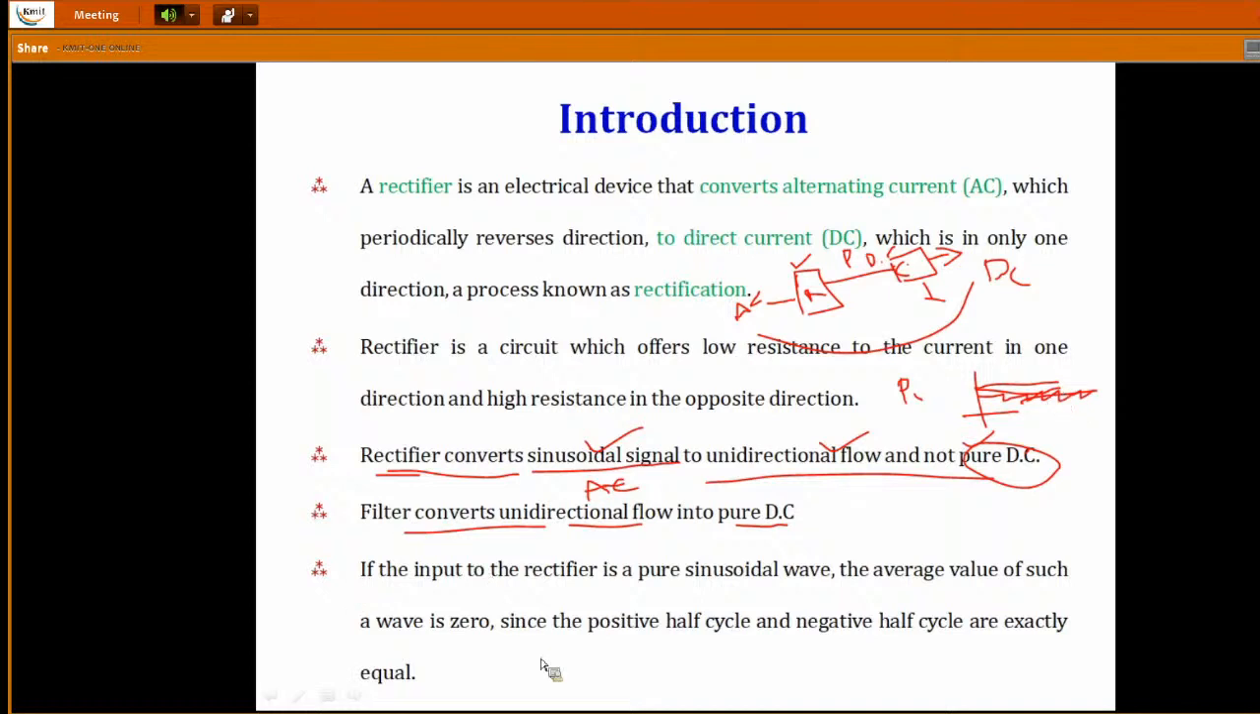Now, if the input to the rectifier is a pure sinusoidal signal, the average value of such a waveform is 0. What is a pure sinusoidal signal? This is a sinusoidal signal, a sine wave. What is the average value of this sine wave? Absolutely 0, because the positive half of the cycle is positive and the other half is negative, both will be cancelled, and the average value is nothing but 0. This is a simple thing.